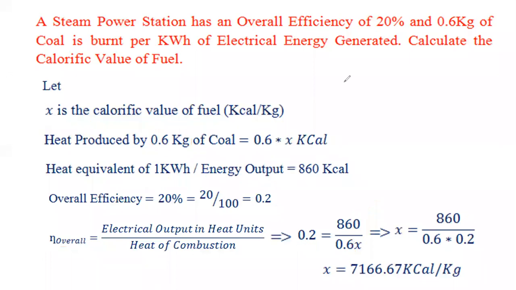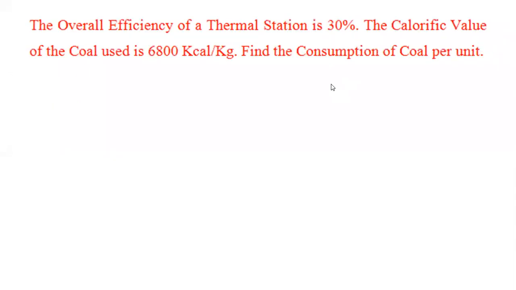And the next problem is: the overall efficiency of a thermal power station is 30%. Here they have given the overall efficiency 30%, that is 30 by 100, we get 0.3. The calorific value of coal is 6800 kilocalorie per kg. Here they have given the calorific value.